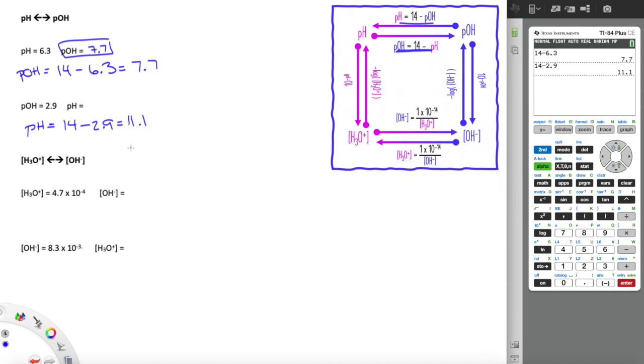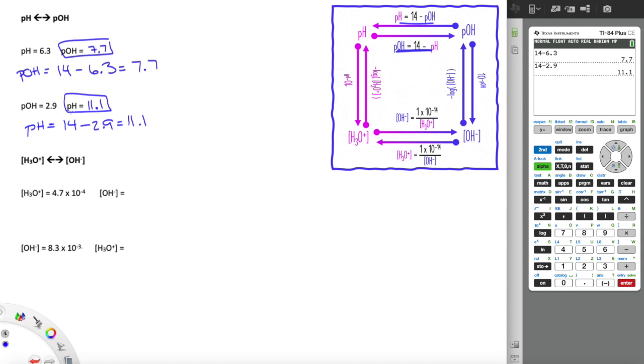And again, 14 is an exact number here, so I'm going to be using the 2.9 to determine significant digits. And remember, I'm subtracting, so I'm more concerned with my decimal places. Since I have one decimal place here, I definitely want to have one in my answer. And so my final answer is going to be 11.1.